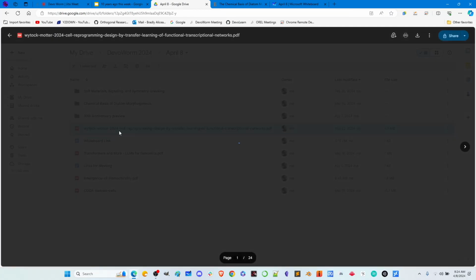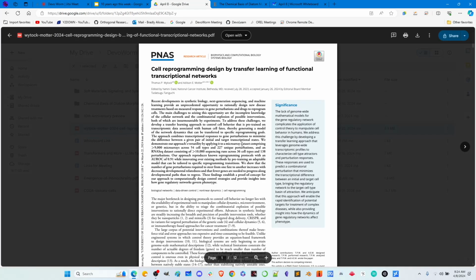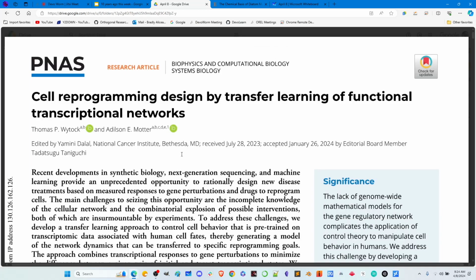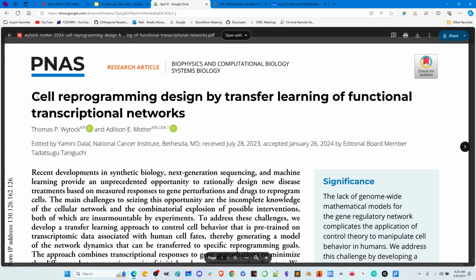So there's this interesting paper that came out, I think it was a couple weeks ago, maybe. I can't tell where it was, maybe March 22nd or so. So it was late last month. And it's a research article in PNAS. And this is cell reprogramming designed by transfer learning, a functional transcriptional network.